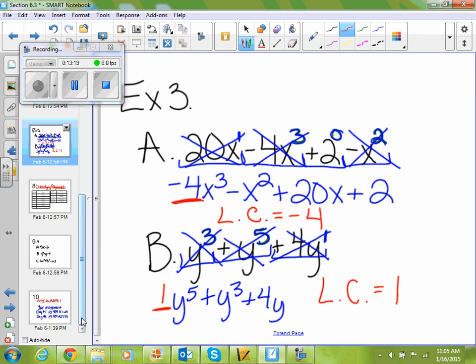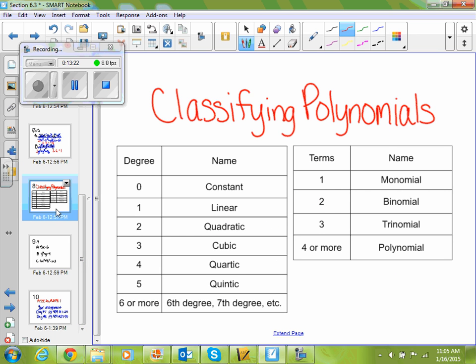Alright, and then the last thing that we're going to do in this section is we're going to classify polynomials. So you guys need to copy these 2 tables down on your notes, and you're going to keep them for your test. So make sure that you copy them down really nicely because you can use them on your test. The first table tells us the degree of our polynomial. The second table tells us how we classify the number of terms. So you need to have both of those down.